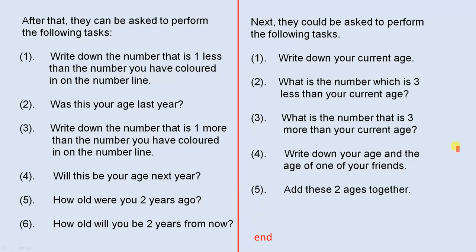Write down your current age. What is the number which is 3 less than your current age? What is the number that is 3 more than your current age? Write down your age and the age of one of your friends. Add these two ages together.